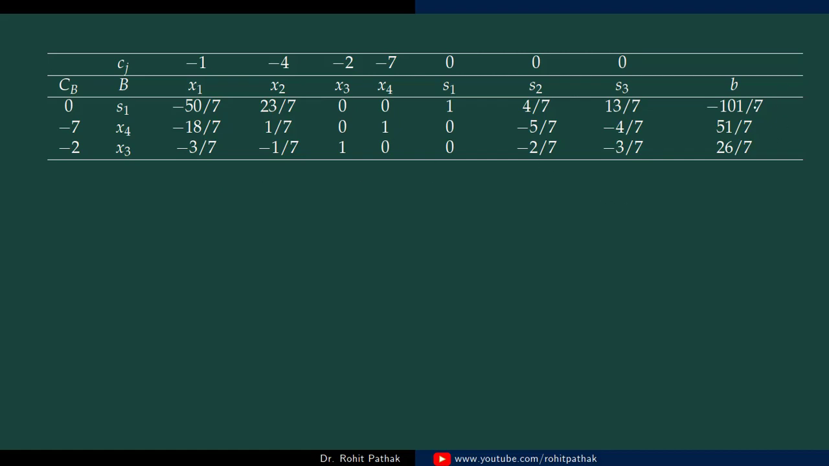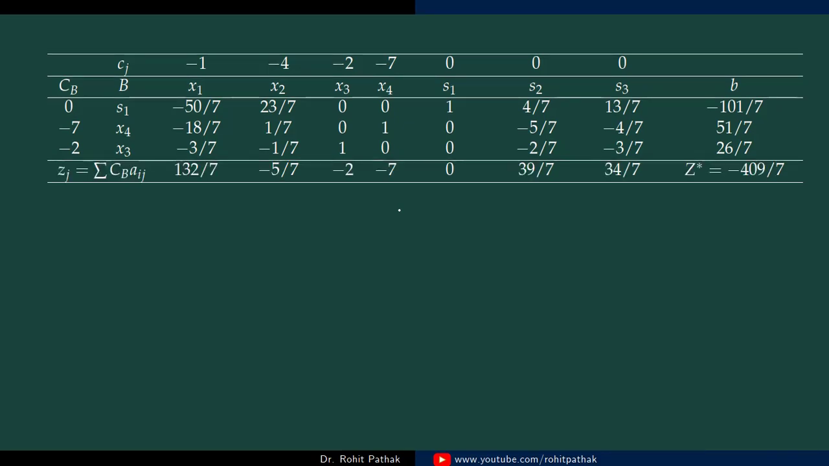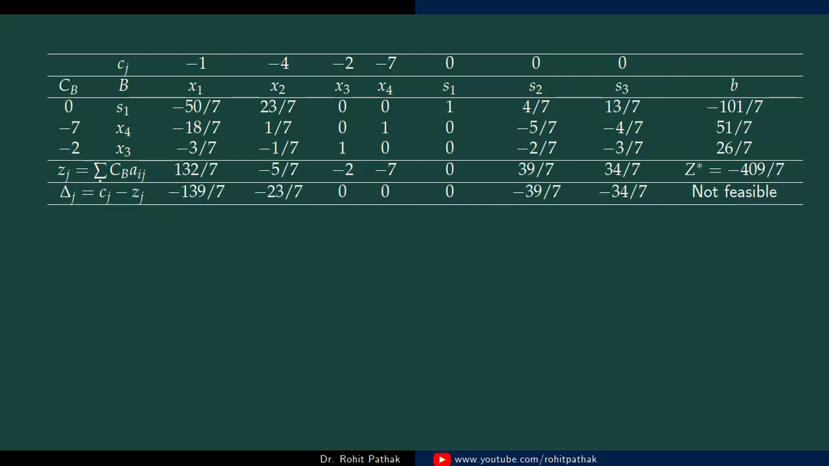Again here we see that we have minus 101 by 7. So again we will mark it as the key row. That means this time S1 will be the outgoing variable and the incoming variable will be calculated as before. So 0 into minus 50 by 7 plus minus 7 into this plus minus 2 into minus 3 by 7. So total sum is 132 by 7 and so on. So again Cj minus Zj, minus 1, minus 132 by 7, is this, minus 4, plus 5 by 7, and so on.